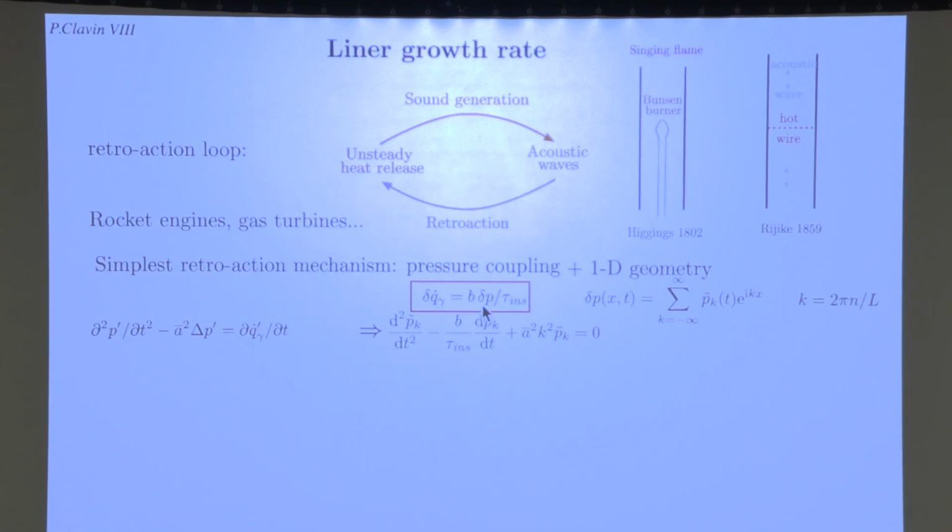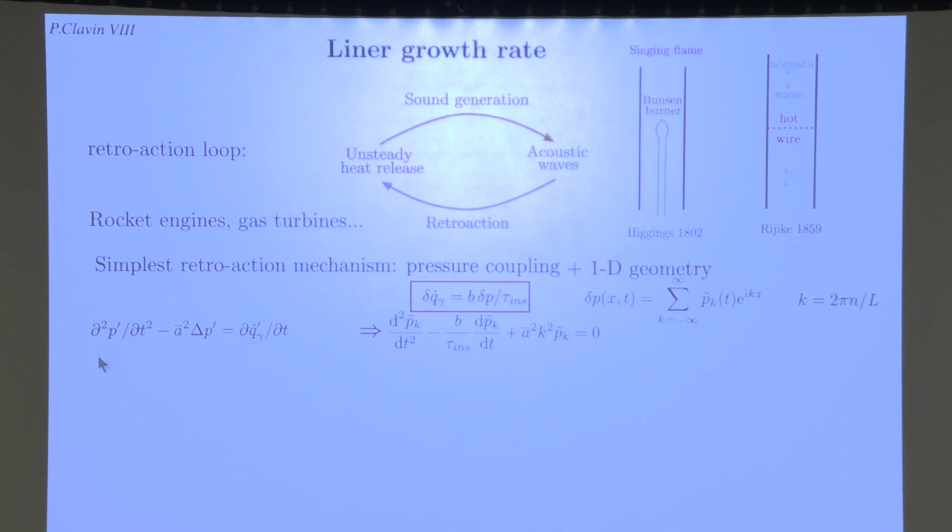But now, just by dimensional analysis, you know, a pressure is an energy per unit volume, heat release is an energy per unit volume, and the rate of heat release is an energy per unit volume divided by time. So when you have a proper mechanism where the rate of heat release is related to the pressure, you should introduce a time and a non-dimensional coefficient B.